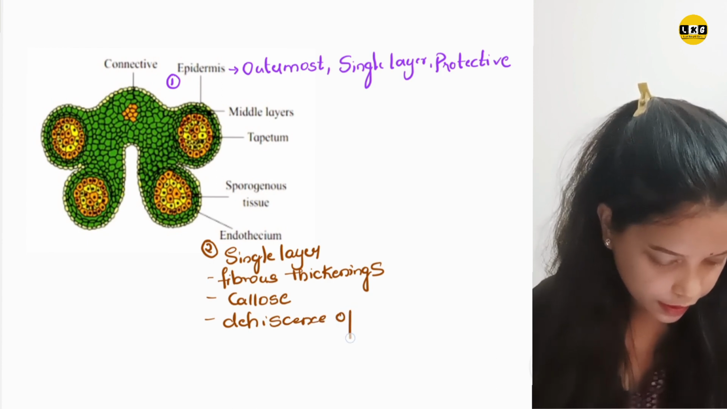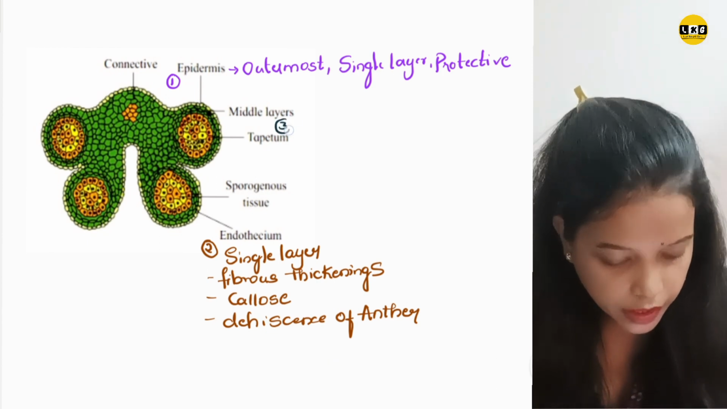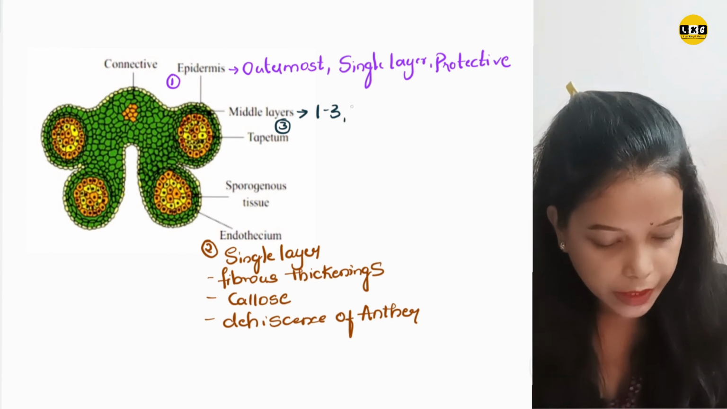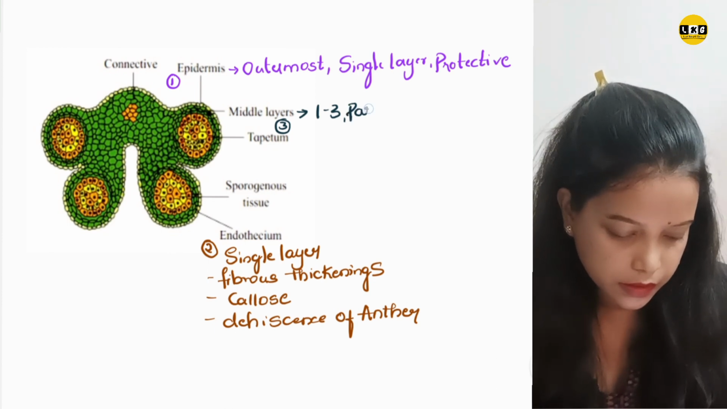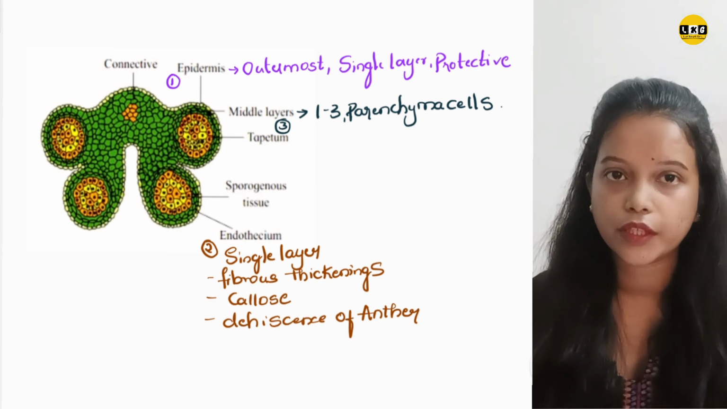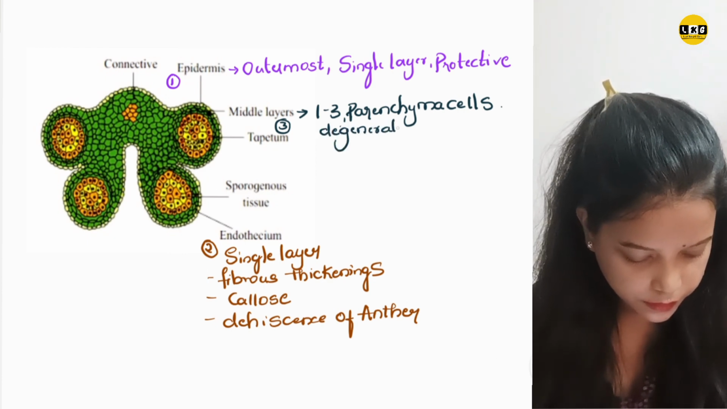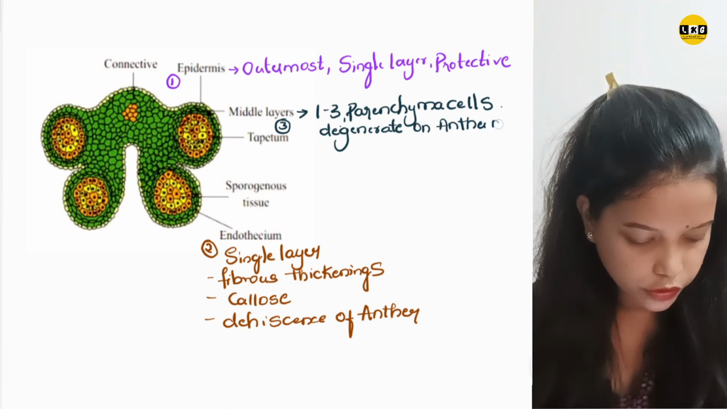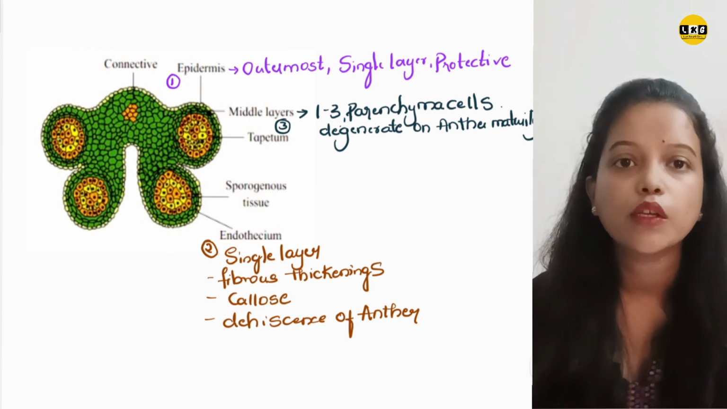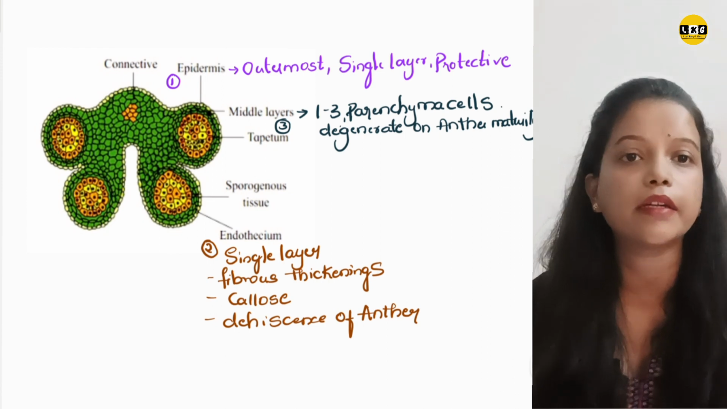Dehiscence of anther. Okay, next the third layer is known as the middle layer. It is the third layer and it is 1 to 3 layers thick. The cells of the middle layer are parenchymatous. It is made up of parenchyma cells. Okay, and on anther maturity, the middle layer will degenerate. Hence, it is also indirectly involved in the dehiscence of the anther. So the first 3 layers, epidermis, endothecium and middle layer, are involved in the protection and dehiscence of the anther.